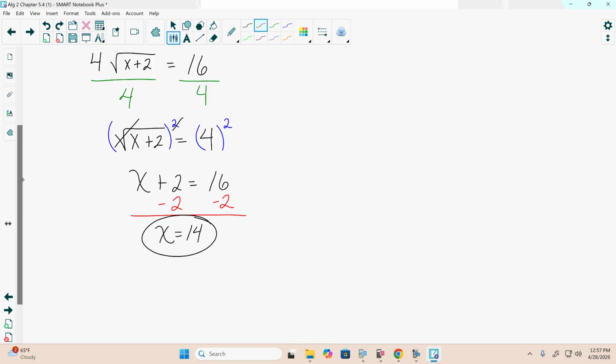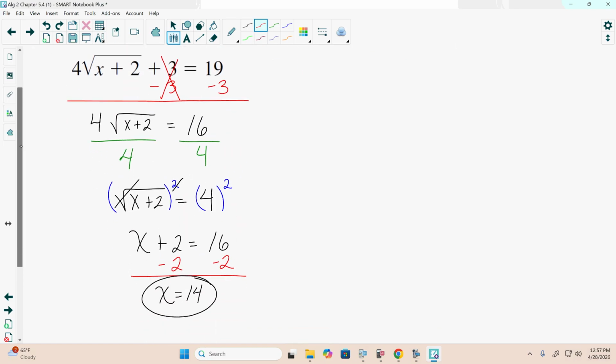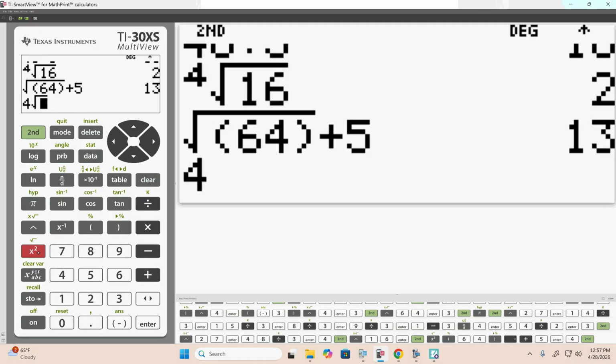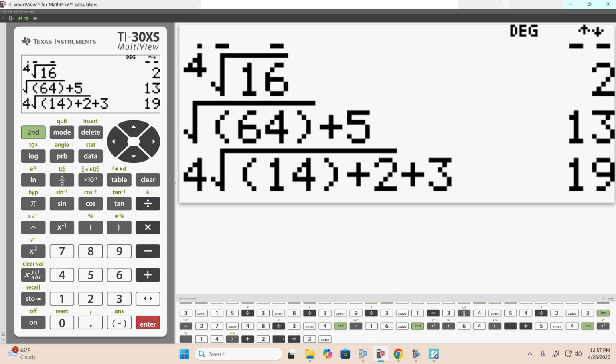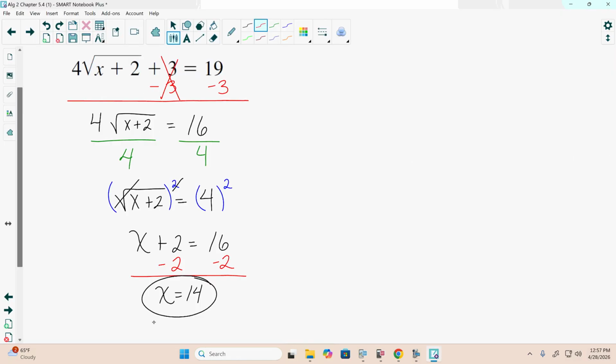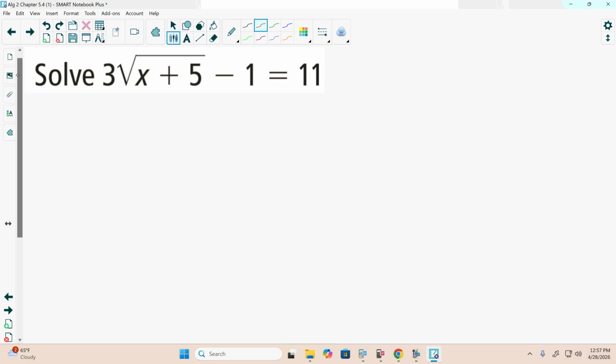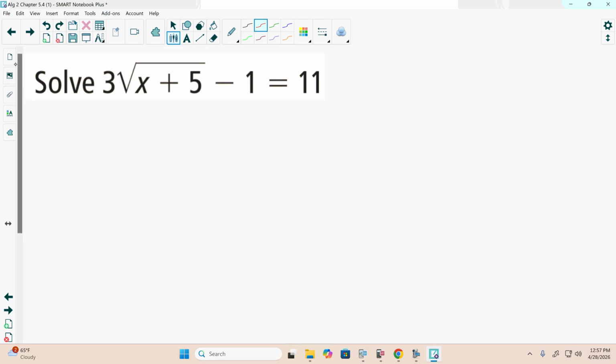Now, for the most part, we don't have to check this. This is going to work. 4 square root of 14 plus 2, plus what was our number? Doesn't it give us 19? That works. The main place we'll need to check is when the variable shows up outside the radical also. That's when we need to start making sure we check it.